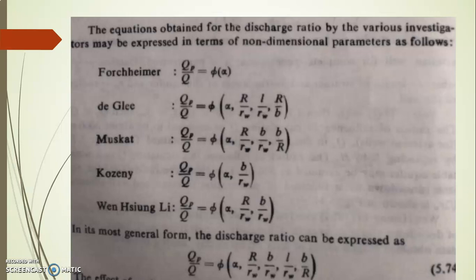For Shimai, Qp by Q equal to phi of alpha. Dekli: Qp by Q equal to phi of alpha, R by Rw, L by Rw. Muskat: Qp by Q equal to phi of alpha, R by Rw, B by Rw. Kozeny: Qp by Q equal to phi of alpha, B by Rw. Lee: Qp by Q equal to phi of alpha, R by Rw, B by Rw. In its most general form, the discharge ratio can be expressed as Qp by Q equal to phi of alpha, R by Rw, B by Rw, L by Rw, B by R.